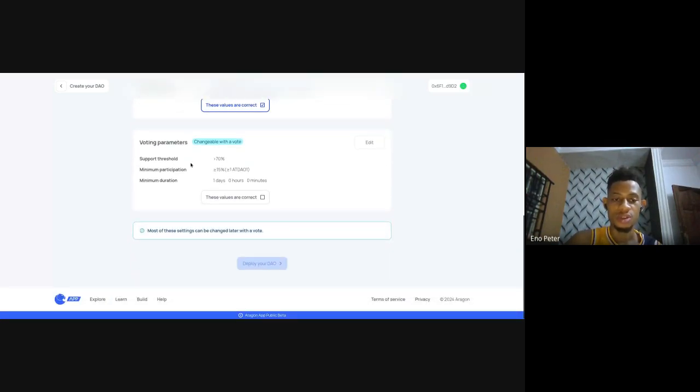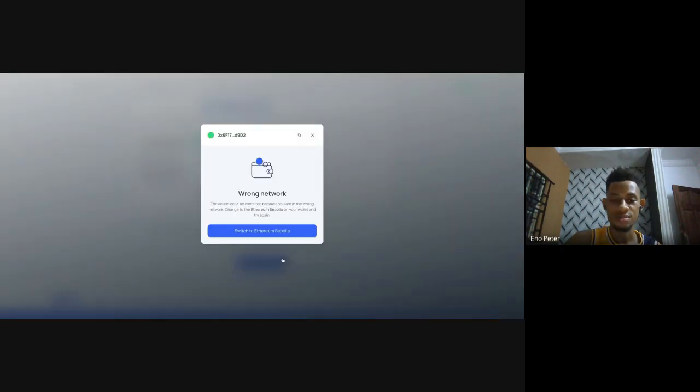The support threshold for something to be agreed upon is 70. The minimum participation is 15% of all the people that have the tokens, basically. And the minimum duration that it can hold is 1 day. So yeah, that's cool. Deploy the DAO.